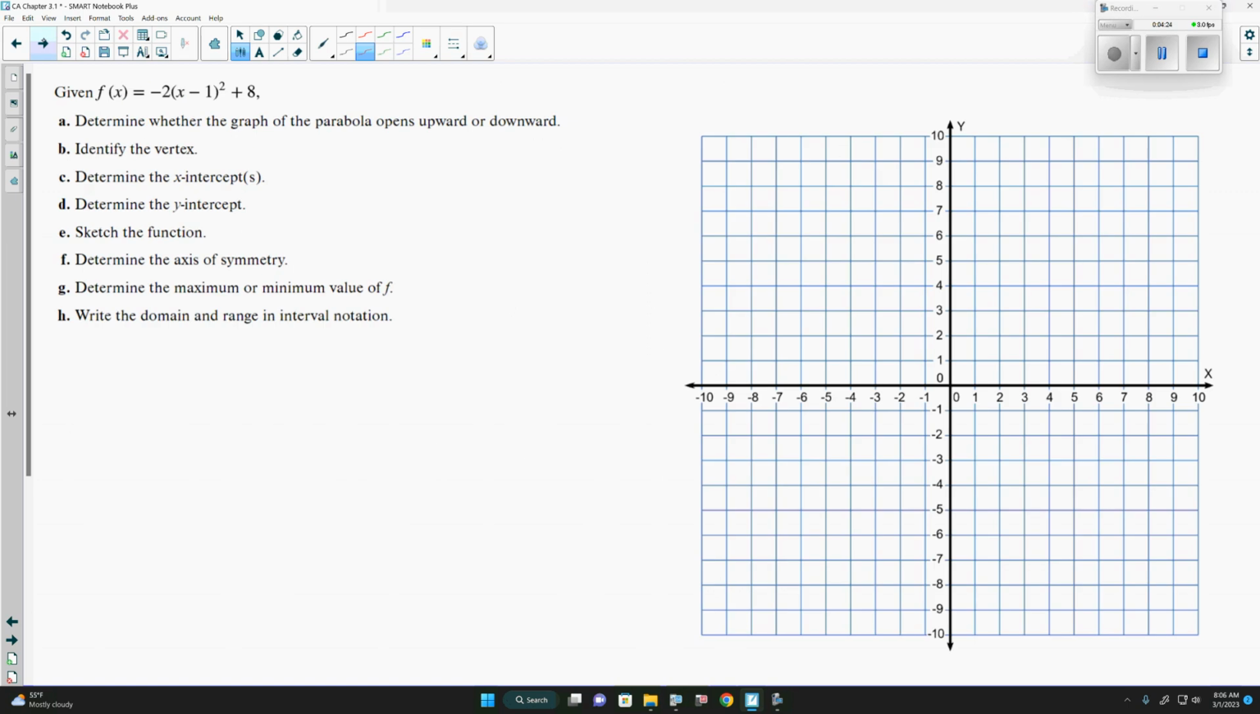So if we look at this here, determine whether the graph of the parabola opens up or down. Well, what would we say? What do you guys think? Is it going to open up or is it going to open down? Down, because a is what? -2, yes? A is negative. That means it's going to open down. It's going to open downwards, which means this is going to have a maximum value. If it opens down, it's going to have a maximum.